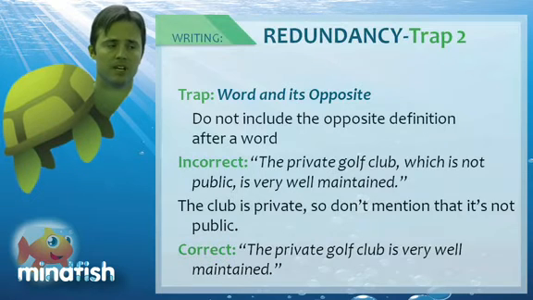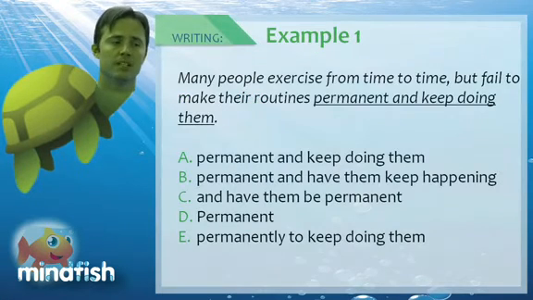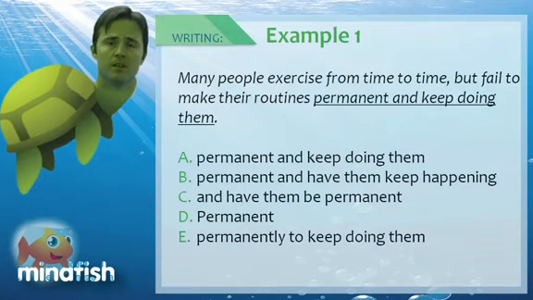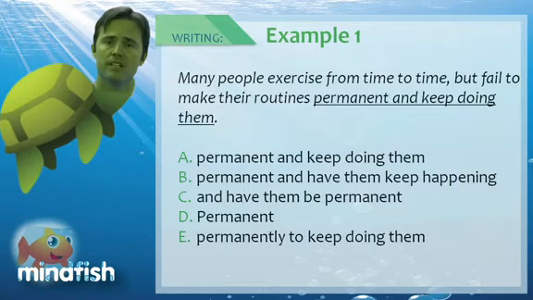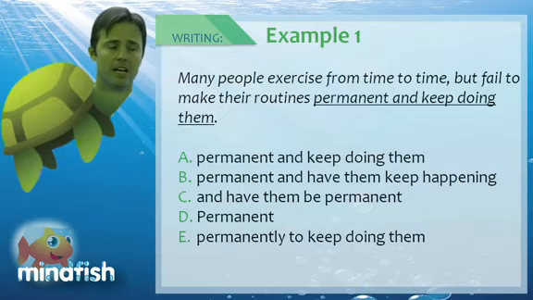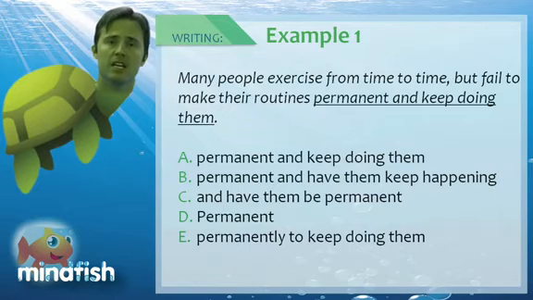So let's look at 2 example problems. The first problem says, many people exercise from time to time, but fail to make their routines permanent and keep doing them. Now, the idea of something being permanent is that it's done in perpetuity, and you don't need to say keep doing them. So if you question whether a sentence is redundant, look at the shortest answer, in this case that's D, and ask yourself if that's a reasonable answer. Fail to make their routines permanent sounds fine, and the meaning has been maintained, so D is in fact correct.